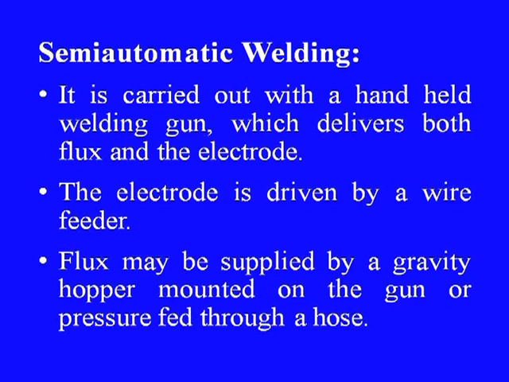Now, let us talk about the semi-automatic welding mode. It is carried out with a handheld welding gun, which delivers both flux and the electrode. The electrode is driven by a wire feeder. The flux may be supplied by a gravity hopper mounted on the gun or pressure fed through a hose. This method features manual guidance using relatively small diameter electrodes and moderate travel speeds. The travel may be manual or driven by a small gun which is mounted with a driving motor.